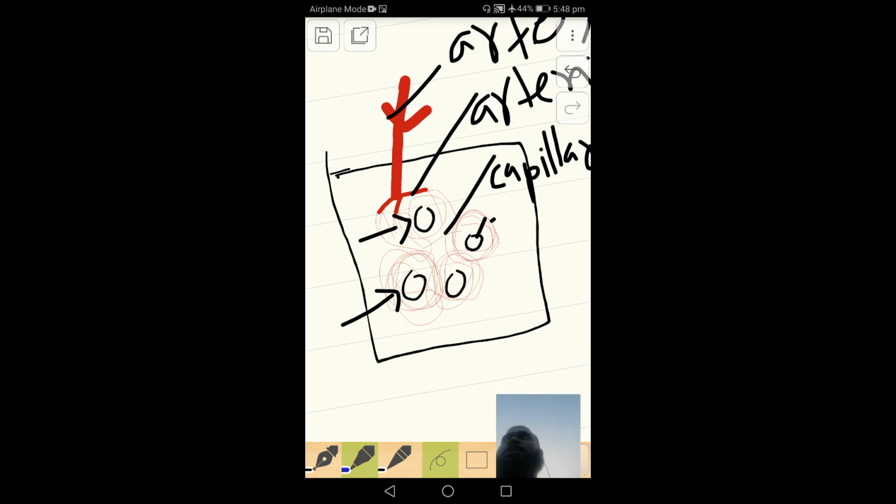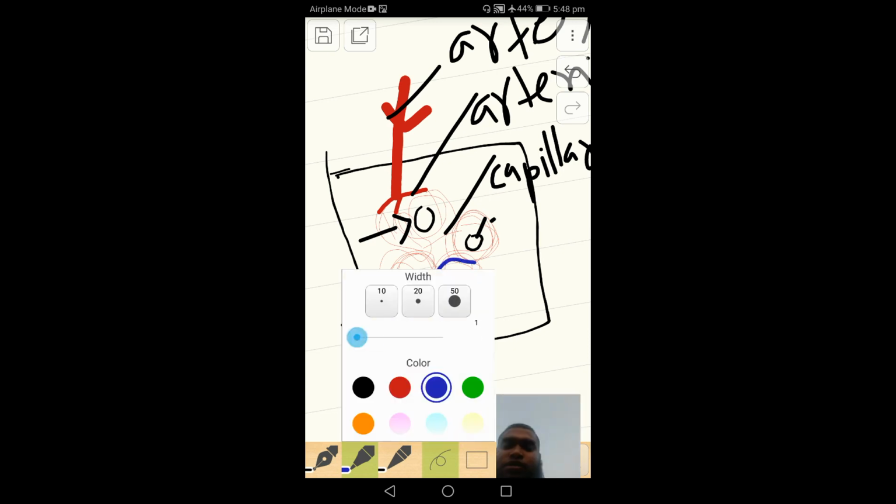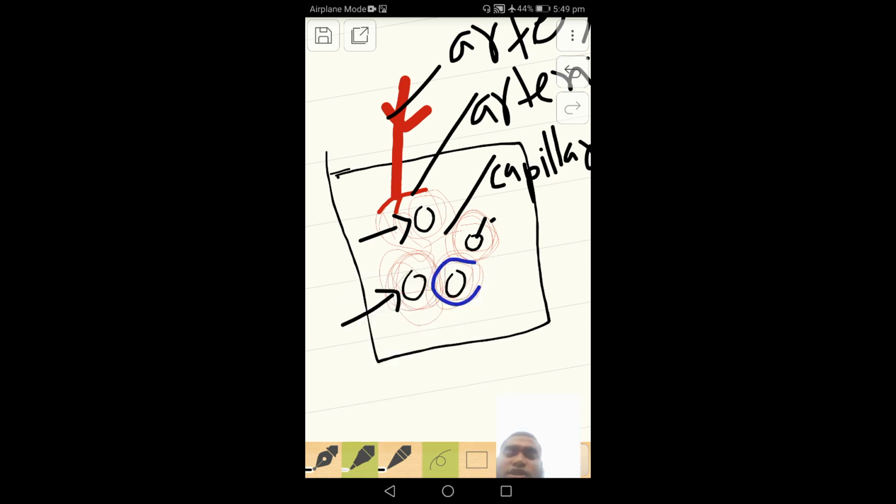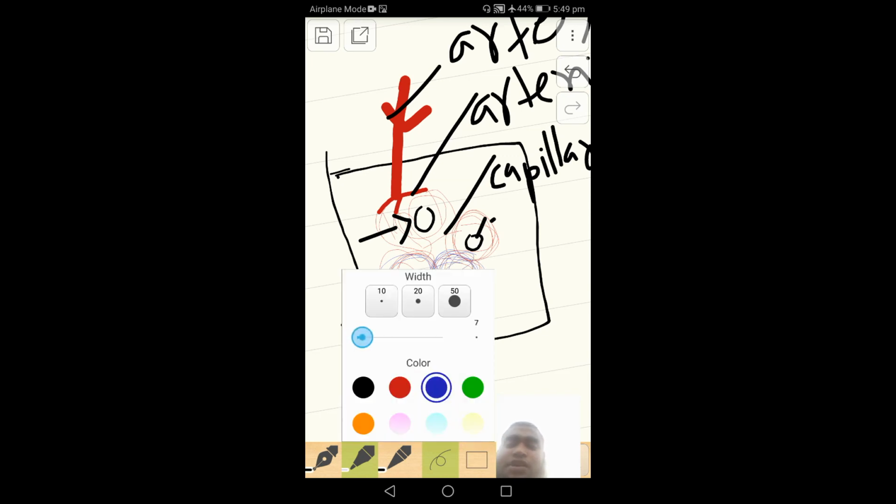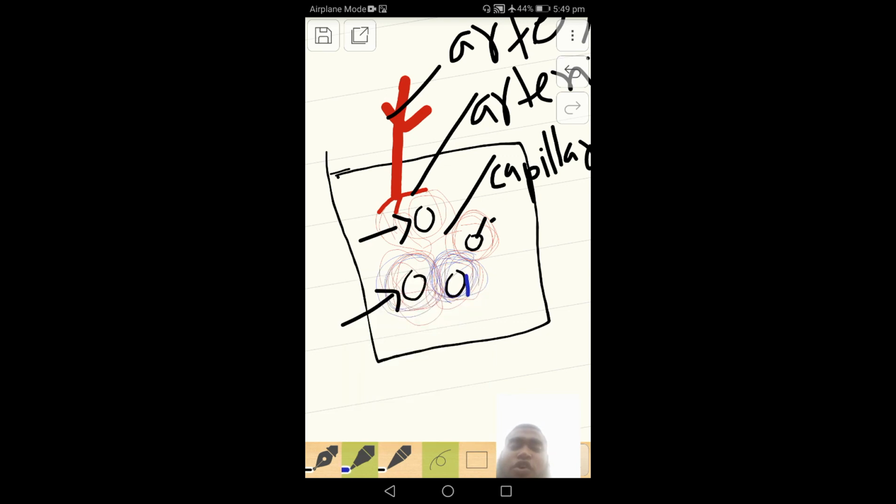to the cells and collecting carbon dioxide from the cells, that means I will make it blue colored, isn't it? Blue colored means they are now filled with carbon dioxide and they have given all the oxygen. Okay, then what happens is that these capillaries then join up to form smaller vessels called venules.